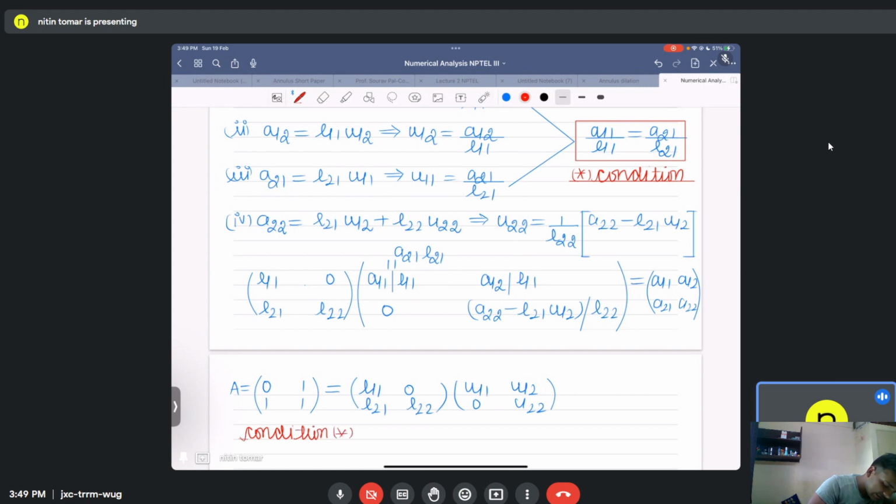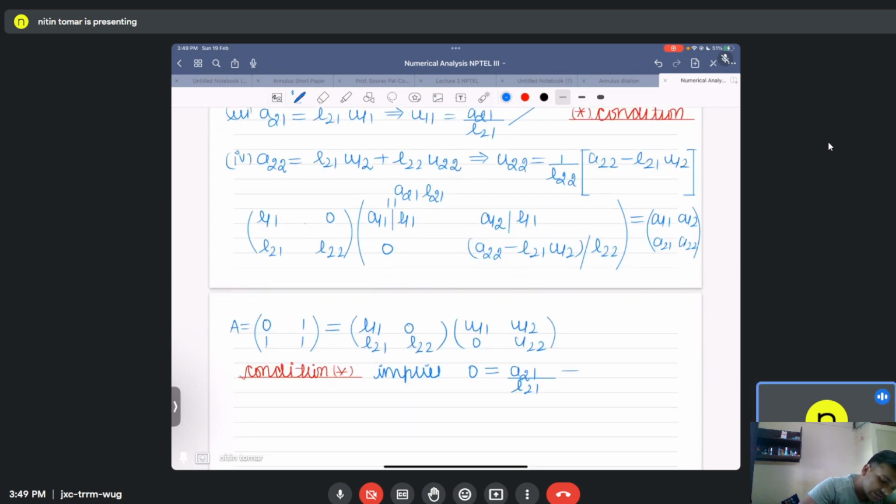Can you tell me what condition star implies? A11 is equal to 0. See, the left hand side, because A11 is 0, so it will be 0, right? And you will have A21 upon L21, correct? So what does it imply? That A21 is also equal to 0. But A21 is 1, correct? So 1 is equal to 0, a contradiction. So this matrix does not have an LU factorization.